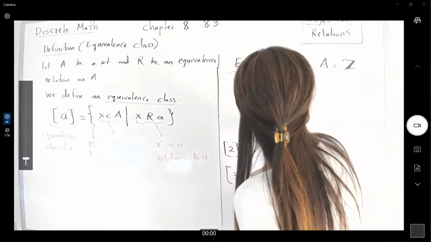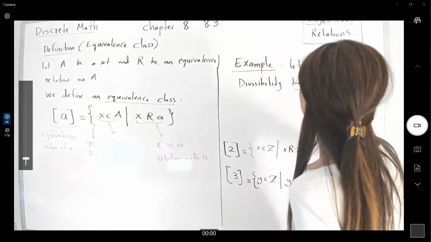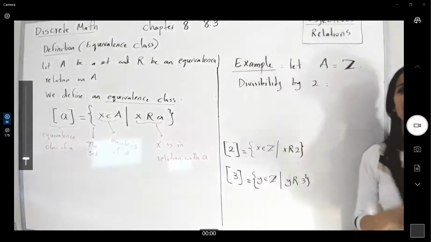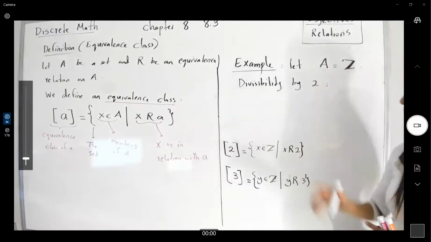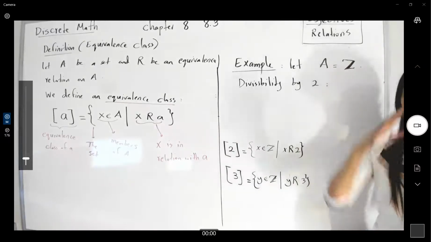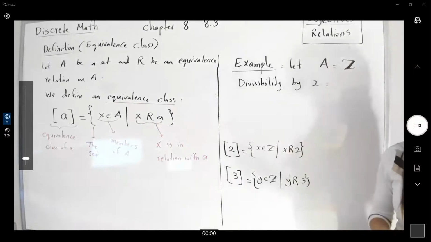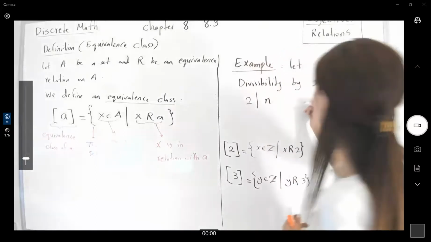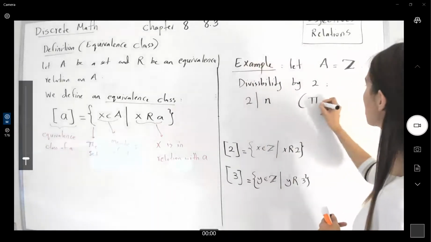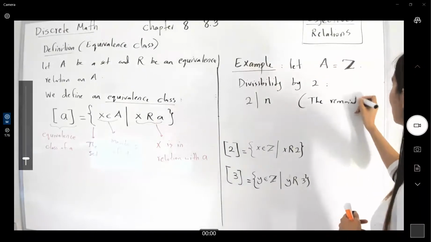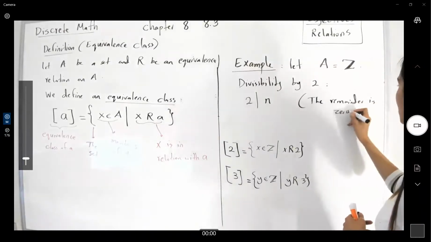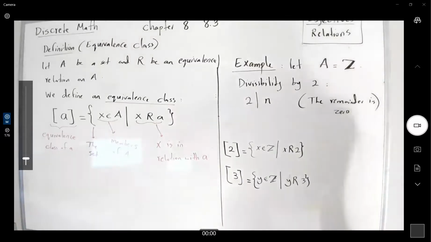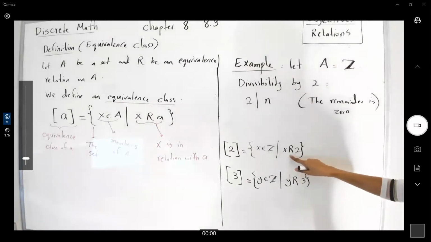But going back to divisibility by 2, what's the meaning of that? It means that if you take any number and you divide it by 2, the remainder is equal to 0. So if 2 divides N, it means that the remainder is 0. Okay, perfect. So this relation, divisibility by 2, is R.